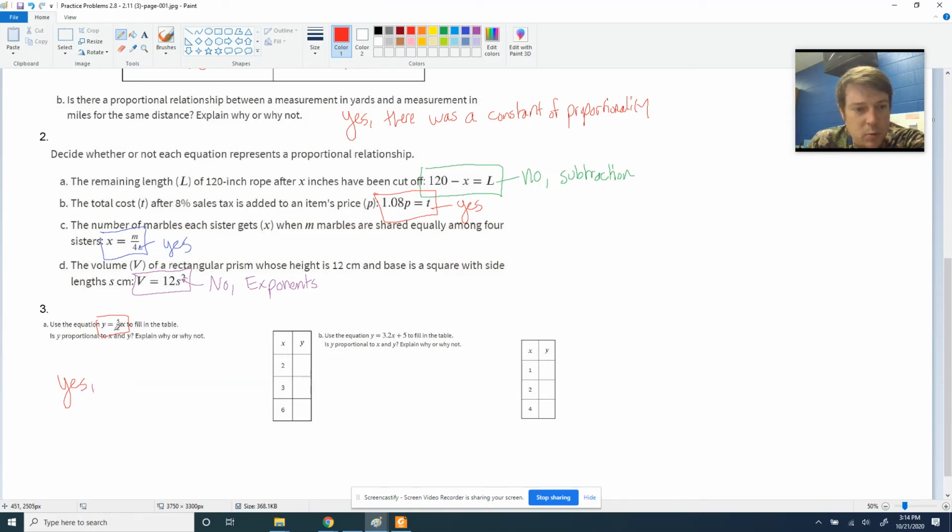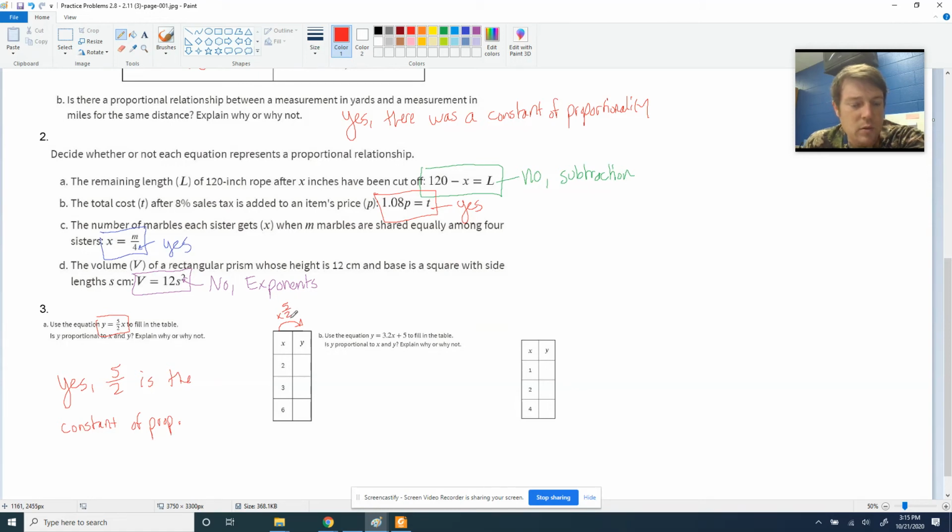And the reason why this is proportional is because 5 over 2 is the constant of proportionality. Yes, 5 over 2 is the constant of proportionality. I'm going to abbreviate proportionality. And the equation tells me to take x and multiply by 5 over 2. So that means this table can be filled out by doing that simple math. Multiply by 5 over 2.